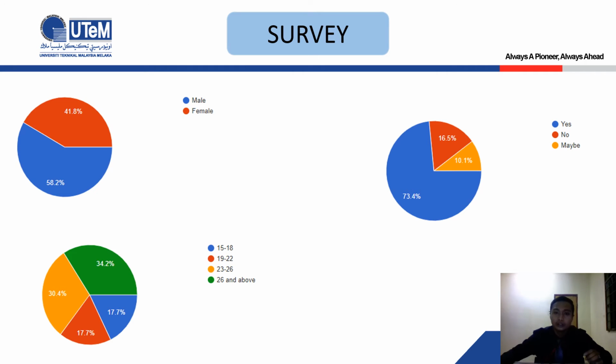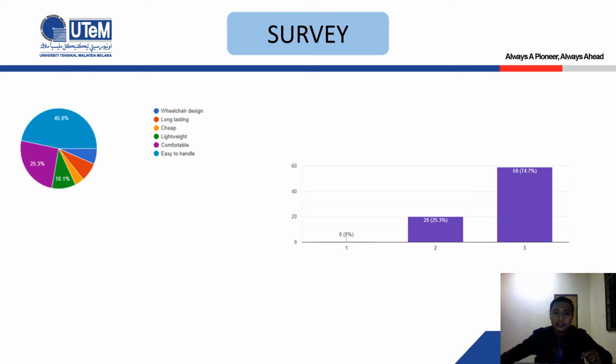If we go to the next pie chart on the right hand side, about 73.4% of respondents know what a wheelchair looks like and have general knowledge about it. Next is section B. In section B, the left pie chart, according to the respondents, shows the 6 most important criteria needed by a user, which have been plotted in the house of quality on the next slide.